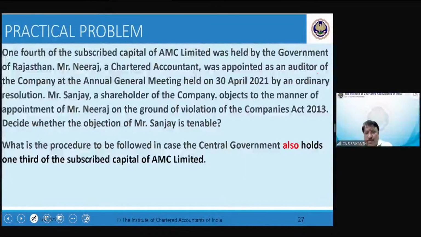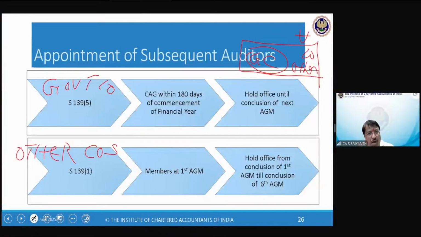Later on, we will talk about compulsory rotation of auditors and which companies have to have it. Not all companies have to have compulsory rotation. Only certain selected types of companies will have it. In those cases, but appointment of auditors will always be for 5 years at a time, and you can keep on appointing him. Unless rotation is there, the same auditor can be reappointed continuously.